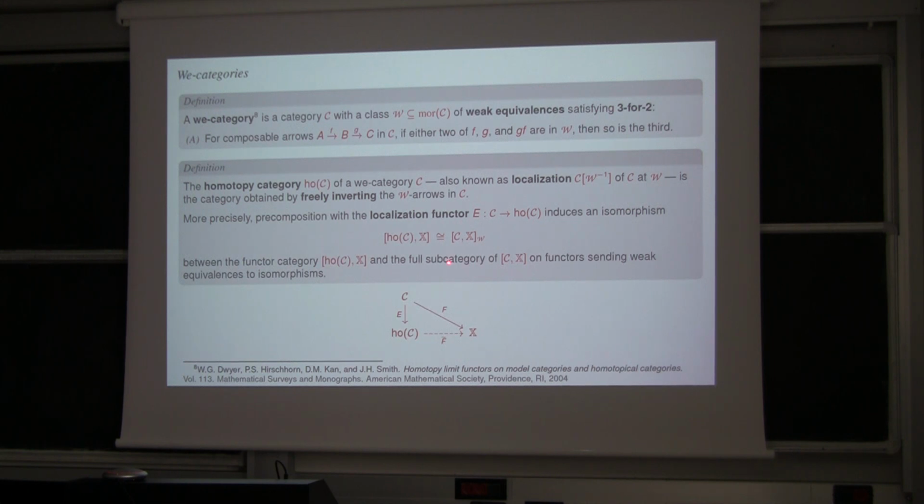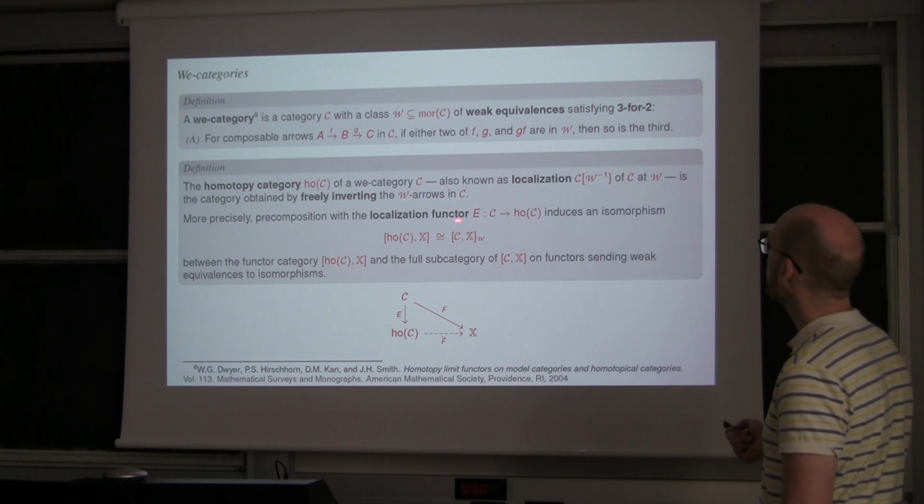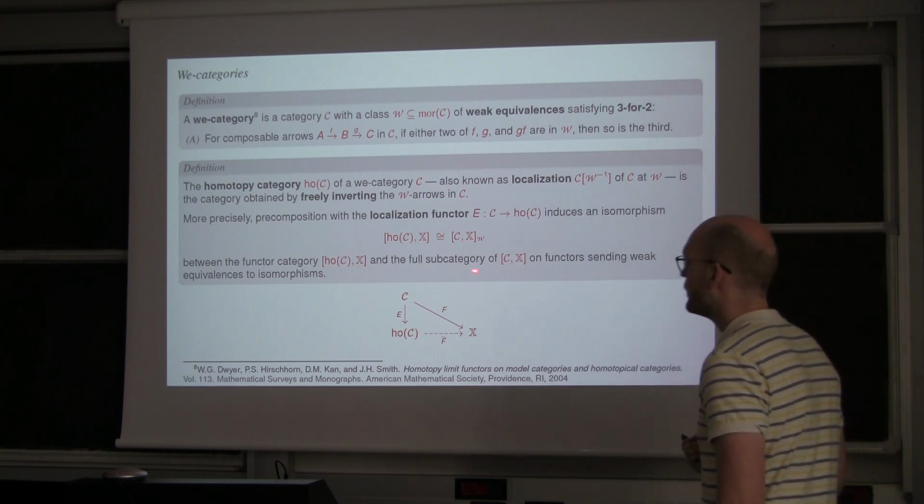Okay, so I emphasize, you always draw this triangle saying that for any F here that inverts weak equivalences, there exists a unique F tilde here such that this commutes. But I emphasize that it's a two-dimensional universal property, so we do not only get a bijection between hom sets, but between hom categories. And so this is an isomorphism of categories, not only of sets.